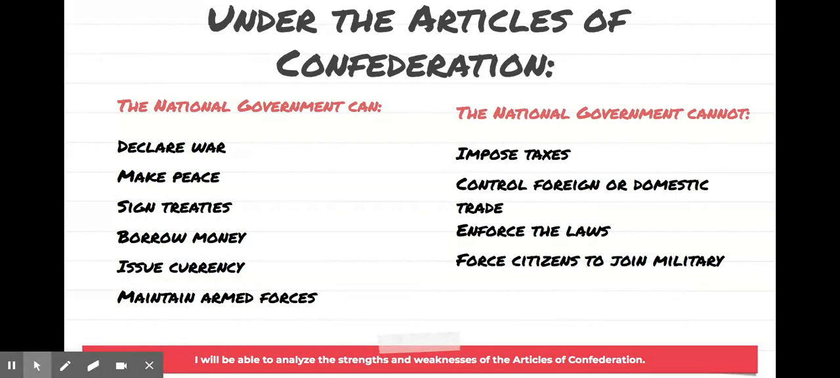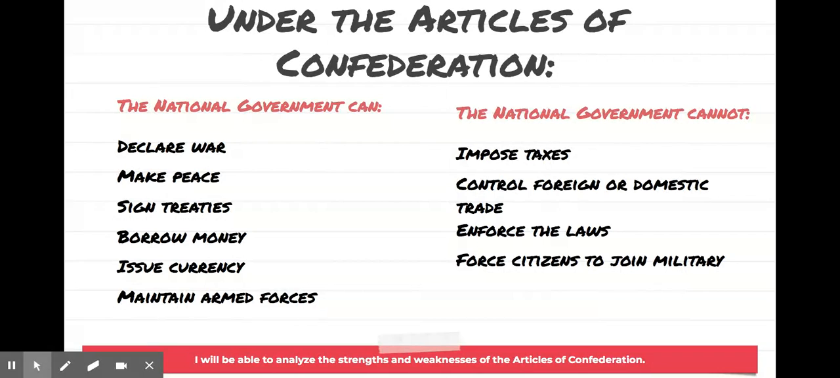Under the Articles of Confederation, here are the things the national government can do, on the left side. They can declare war. This is the national government, so not states. Under the Articles of Confederation, this is what the federal or national government can do. They can declare war. They can make peace. They can sign treaties with other countries. They can borrow money. They can issue currency, like money, and they can maintain armed forces.